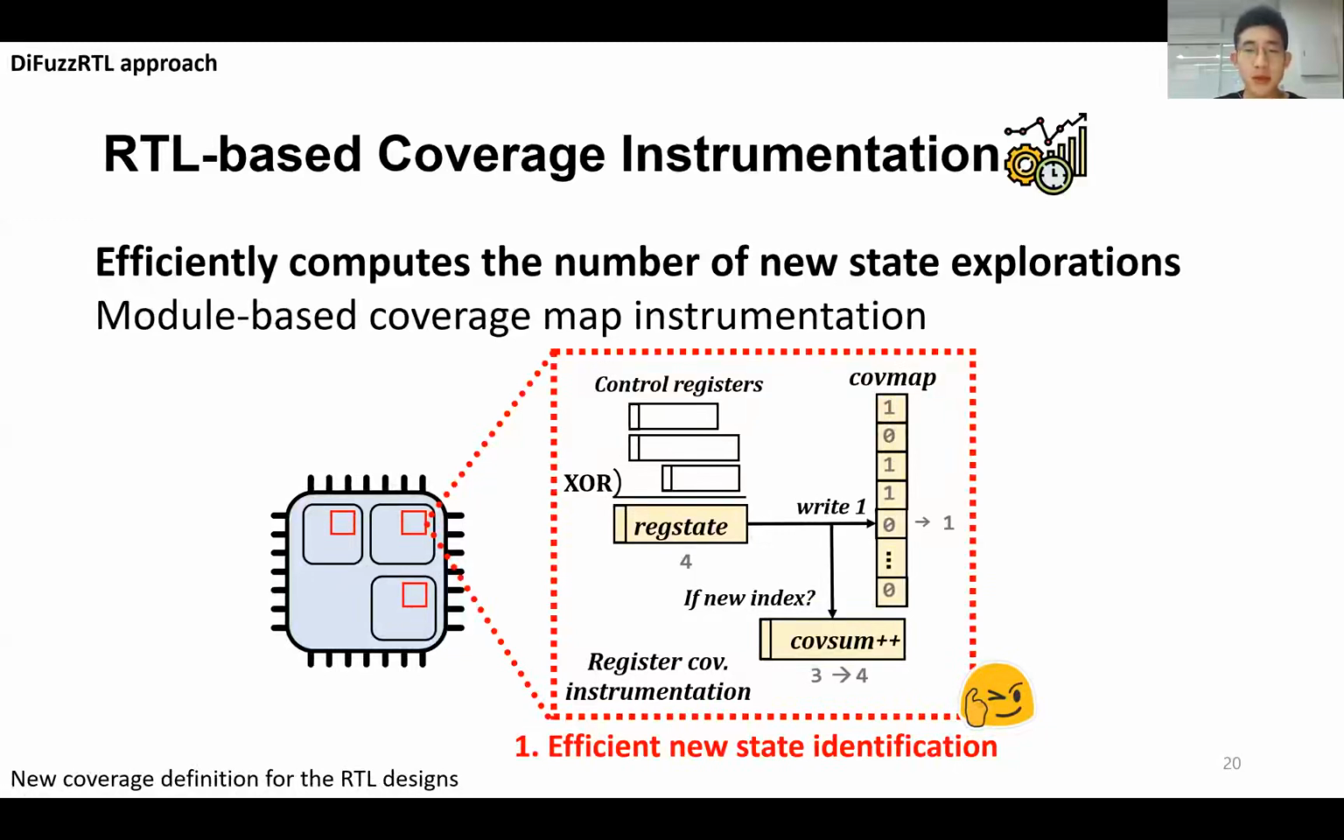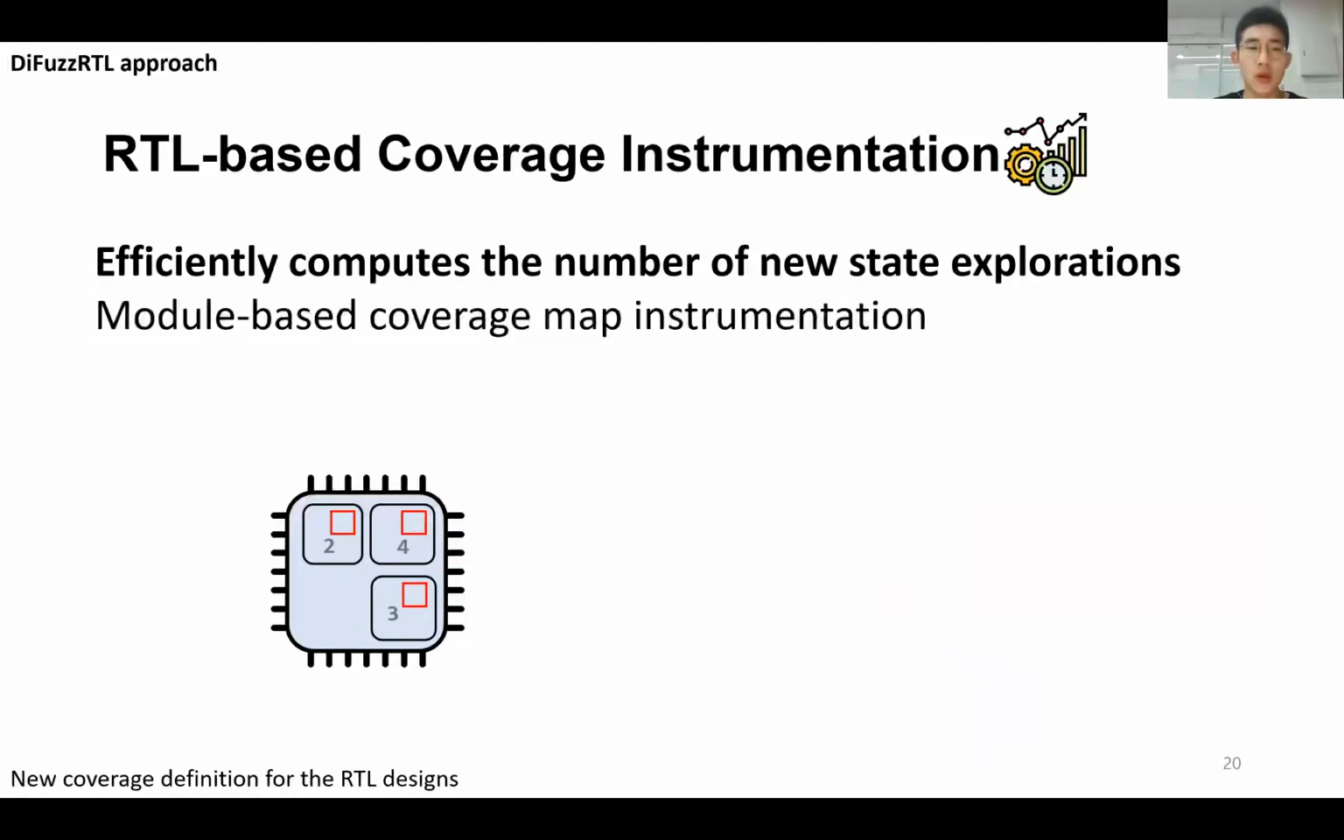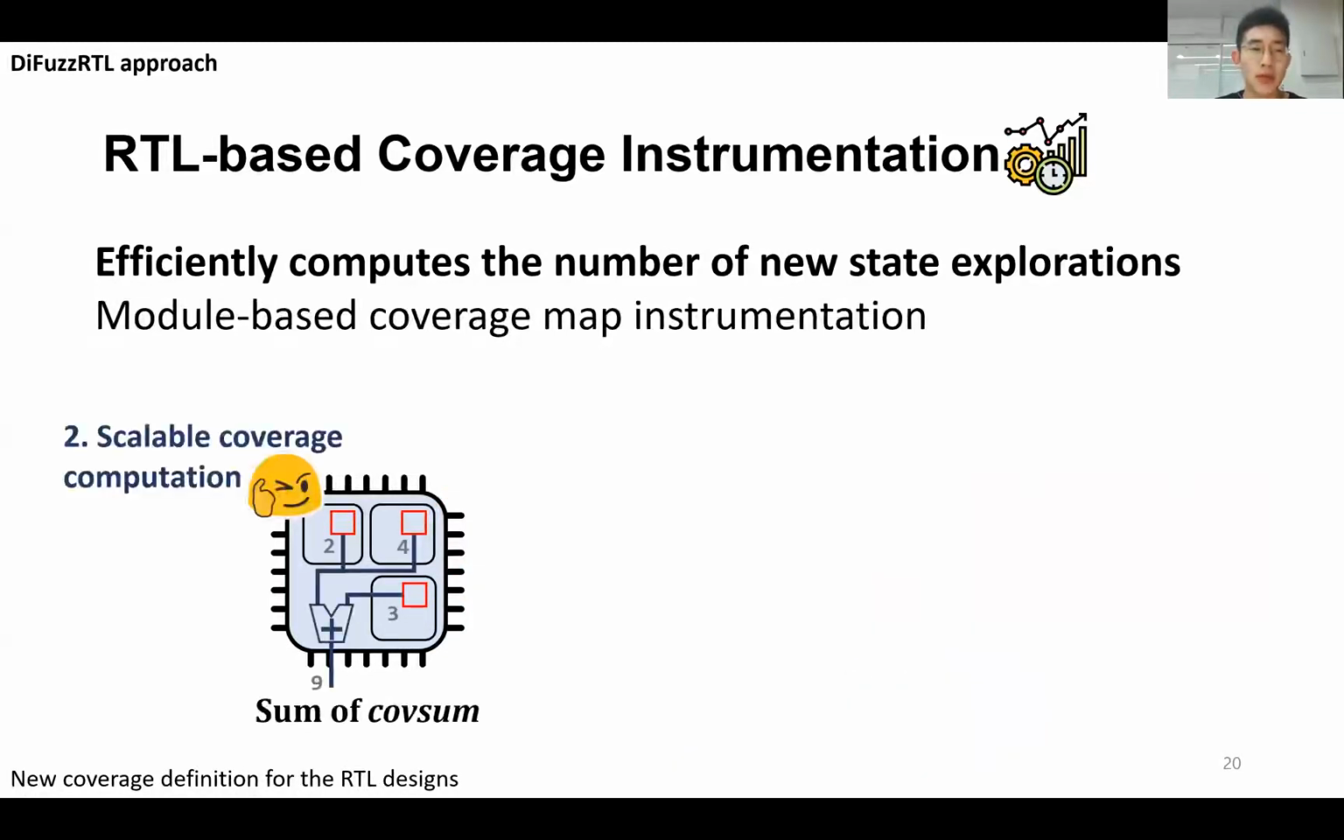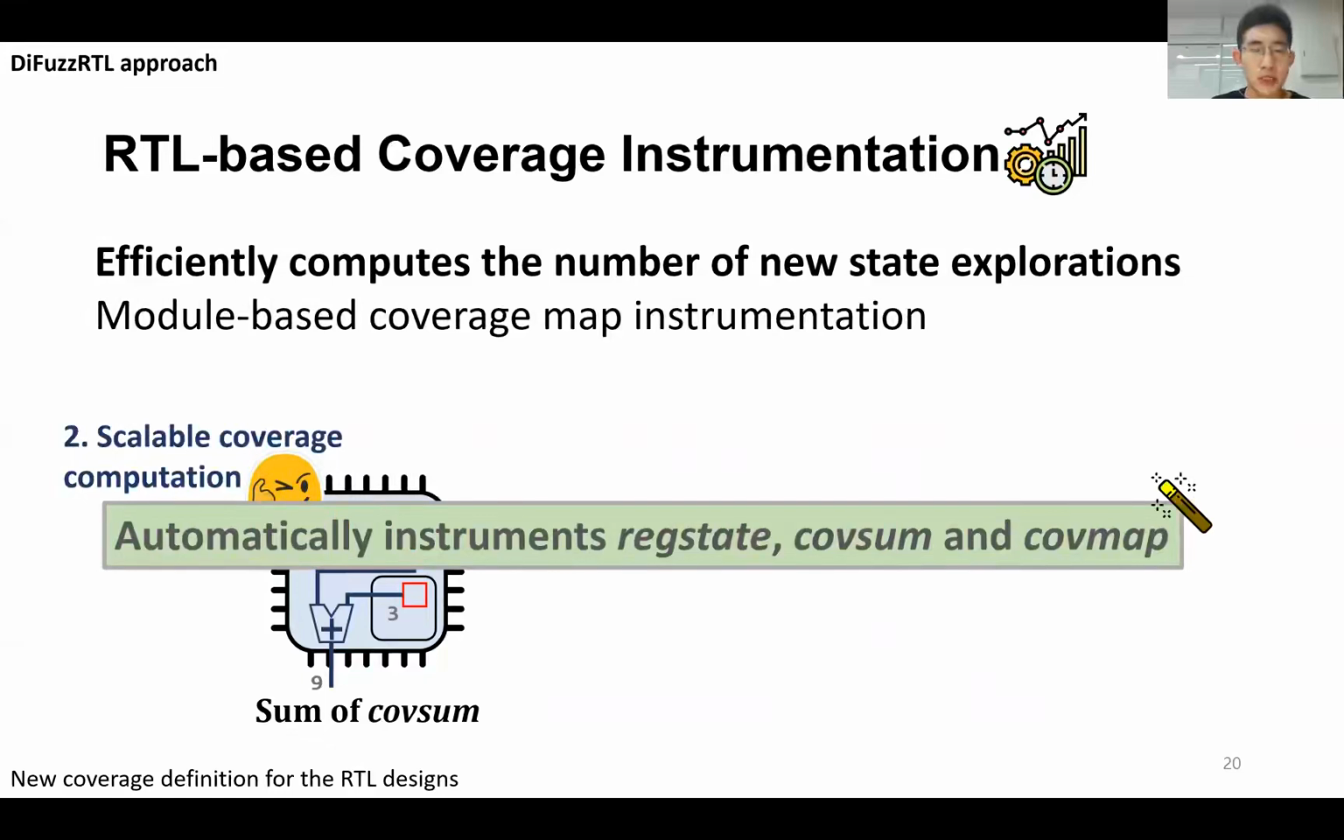The cov sum value is maintained in all the modules, so they are wired up to the parent module and summed until the top level output. We used the top level output, the total sum of cov sums, as the register coverage measure. We implemented all this procedure in a compiler pass so that our compiler automatically instruments the components and related logic into the CPU RTL design. Finally, we completed the fuzzing framework, which uses the register coverage to guide the input.